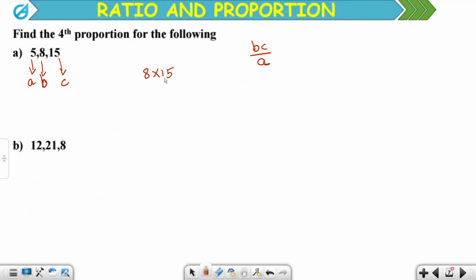Okay, B into C divided by A. So this is nothing but 5. This is one time and this is 3 times. So 8 3s are 24. Okay, the fourth proportion of 5, 8 and 15 is nothing but 24.